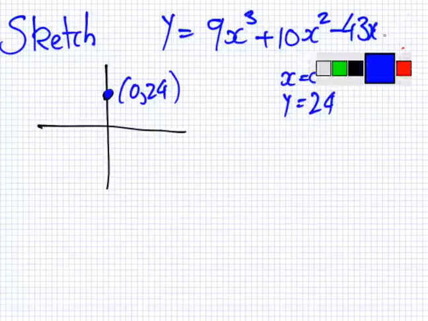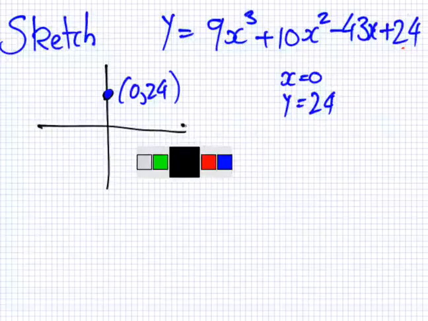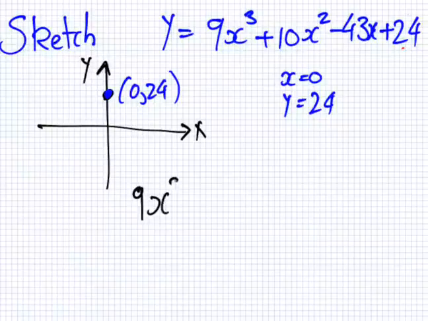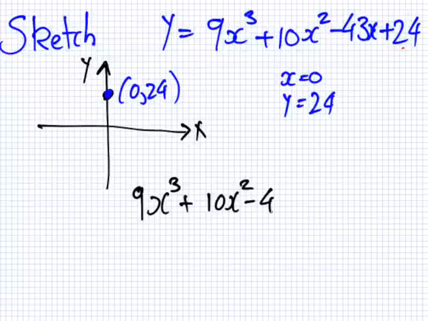So the real problem, I suppose, is trying to find where it crosses the x-axis. So how do we find where it crosses the x-axis? Well, that's when you make y equal to 0. So you want to solve 9x cubed plus 10x squared minus 43x plus 24 equal 0. You make y equal to 0.